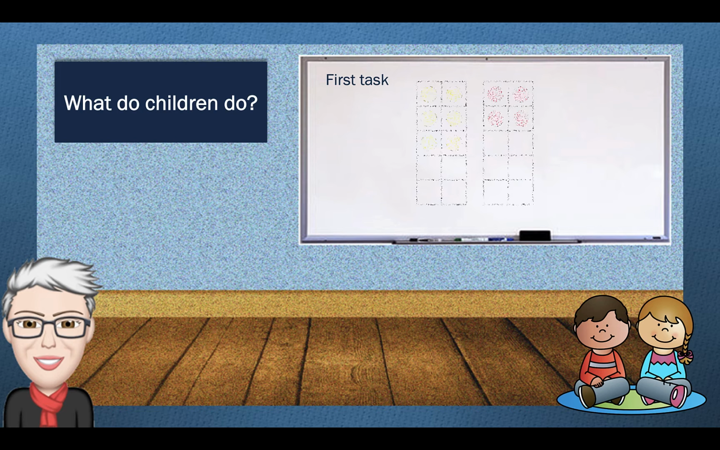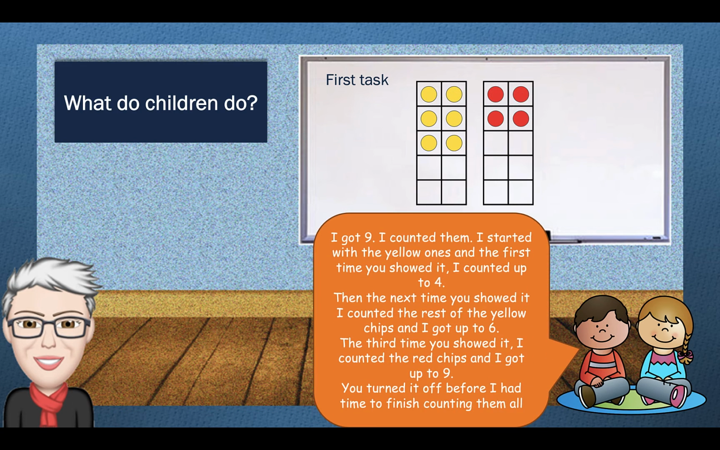When called on, Travis said, "I got 9. I counted them. I started with the yellow ones, and the first time you showed it, I counted up to 4. Then the next time you showed it, I counted the rest of the yellow chips, and I got up to 6. The third time you showed it, I counted the red chips, and I got up to 9. You turned it off before I had time to finish counting them all."